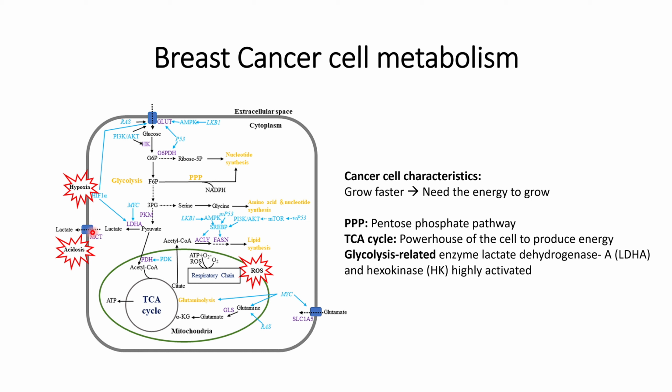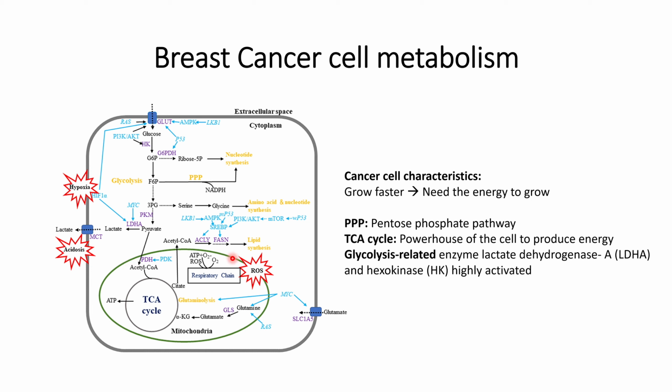This creates conditions in the cells such as hypoxia, that is lack of oxygen, and acidosis, that is acidic conditions, which are formed because of the high activation of LDHA. And MCT lactate is continuously secreted out of the cells. It will create an acidic condition in the periphery of the cells.